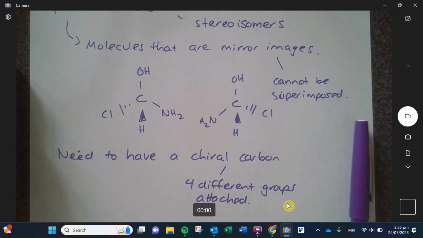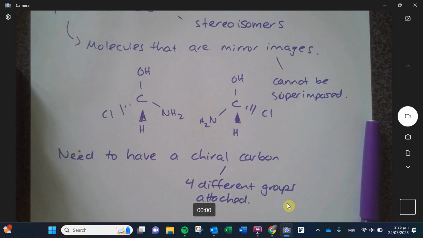So it means that there's no way for me to lay them on top of each other and have them form the same molecule.